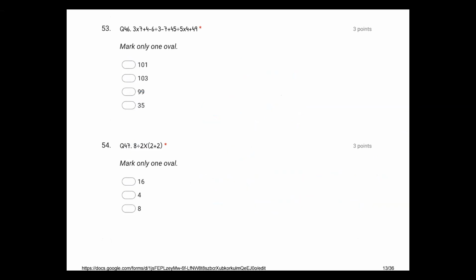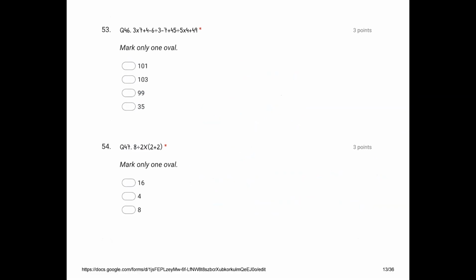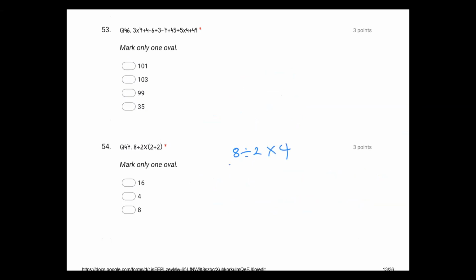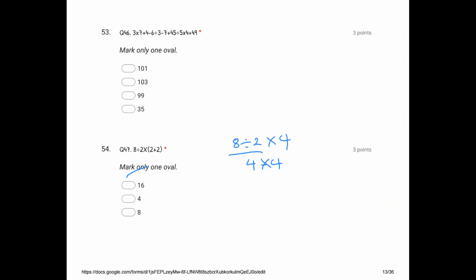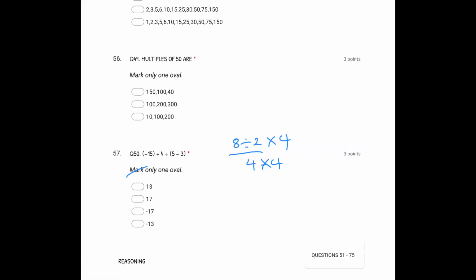Next is also simplification only. First you have to do the bracket. Bracket 8 divided by 2 into 4. Do the division. 4 into 4, 16.